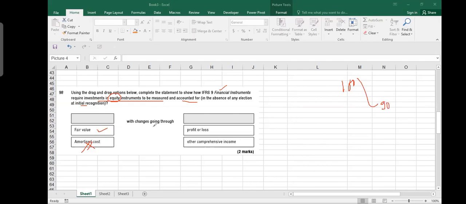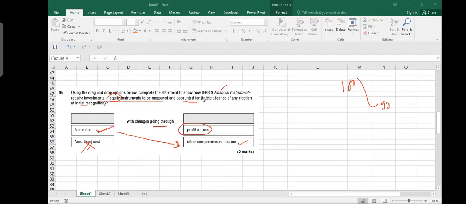And then the changes go through what? It should be going to OCI or profit or loss. You should remember that by default, everything for equity instruments should go into profit and loss. They only go to OCI if you elect to put them there. We did that in our lecture as well, and I used the words irrevocable election. If you watch the video again, I said it twice. It means you have a right to say that they must be at fair value, but you want to show the changes in OCI. And if you choose to do so, then it is irrevocable. Then you cannot change the decision.